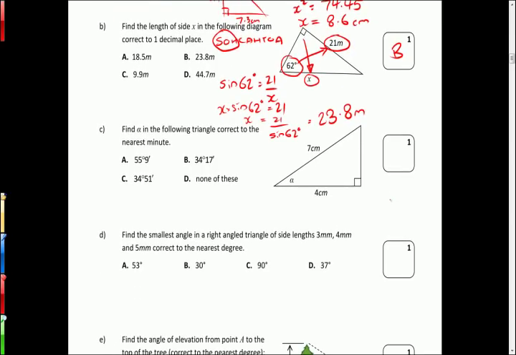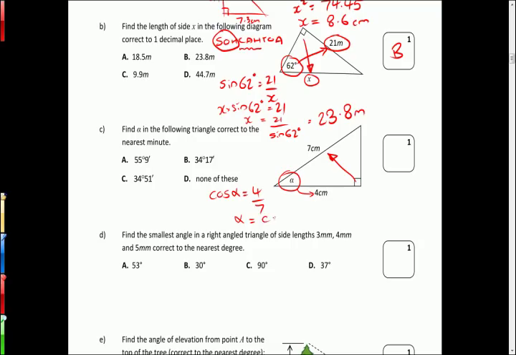Find alpha in the following triangle, correct to the nearest minute. Well, what do we got? We don't have the opposite compared to the angle we're discussing. We do have the hypotenuse and we do have the adjacent. So hypotenuse and adjacent is up here in B. Adjacent, hypotenuse, cos of an angle is adjacent over hypotenuse. So cos of alpha is equal to the adjacent side, which is the 4, because it's not opposite, it's adjacent, and hypotenuse is always that one. So the adjacent is 4, the hypotenuse is 7. So cos alpha equals 4 sevenths.